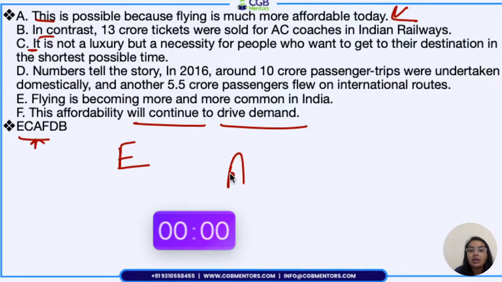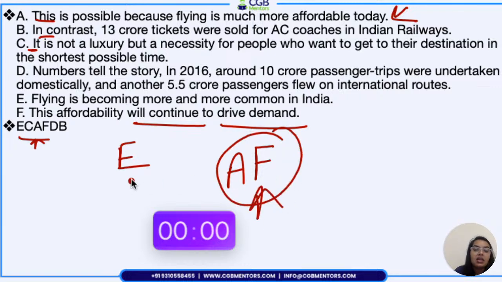So we have a definite pair here, which is A and F. They talk about the affordability point. He talks about flying becoming common. So let's now take it further. How it is becoming common, why it is becoming common. So it is not a luxury, but now it is a necessity. This is the reason why it is becoming common. So we have C over here.